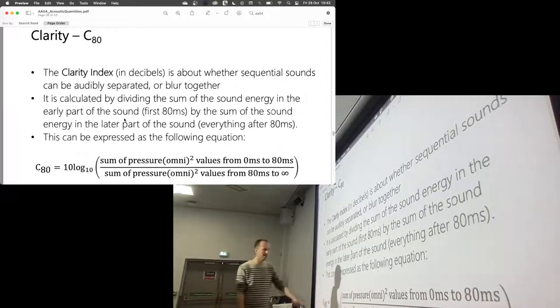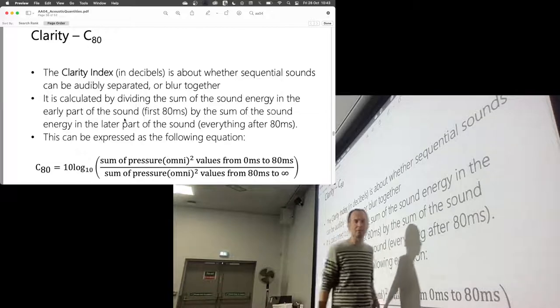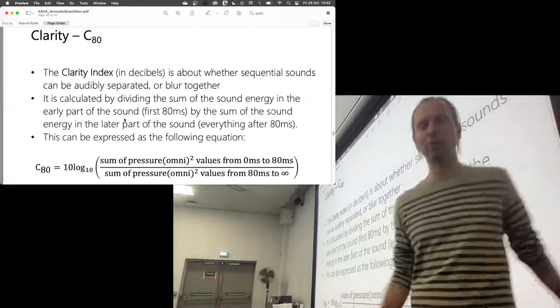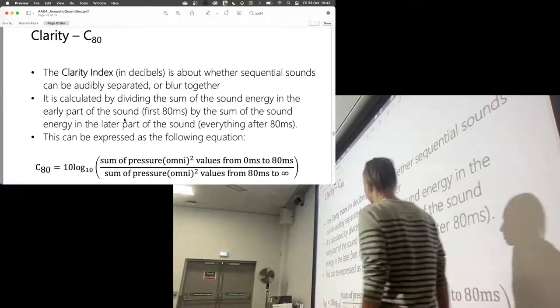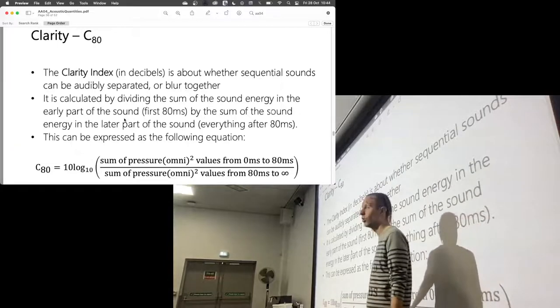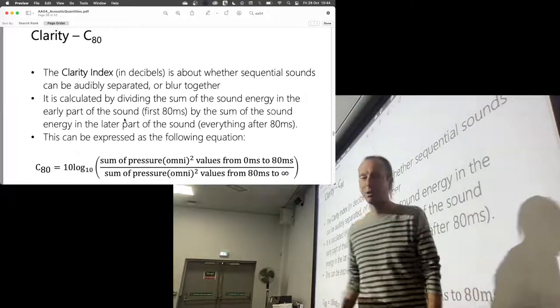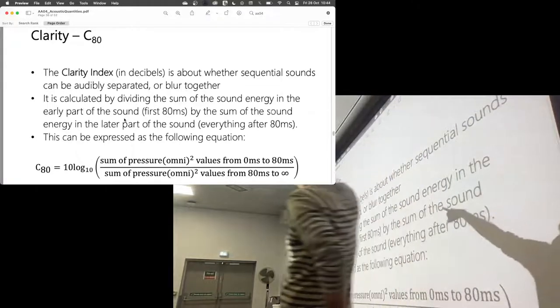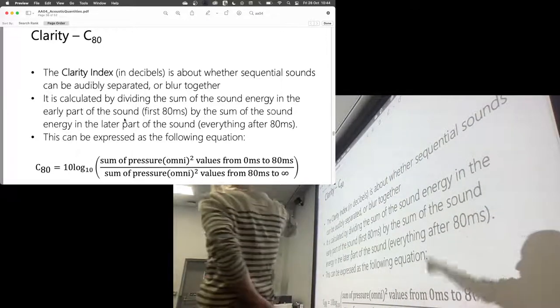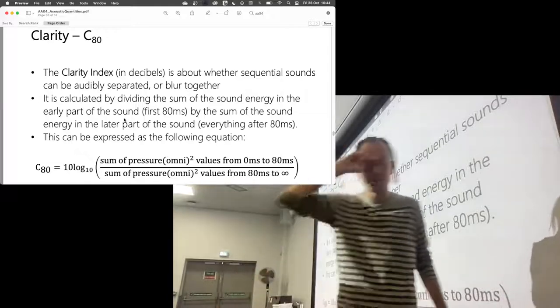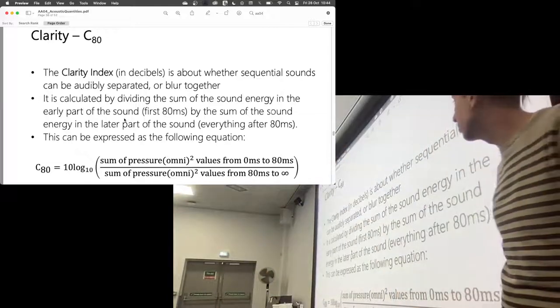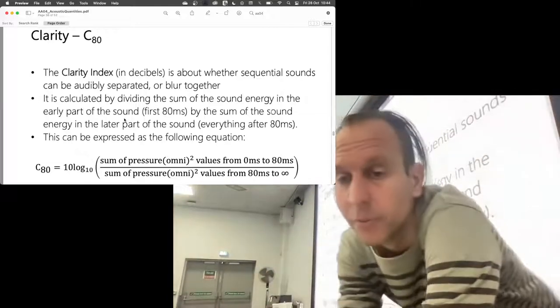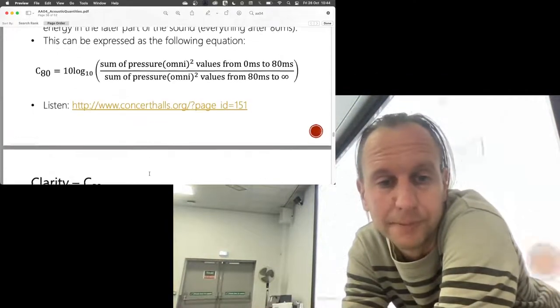And what you have here is an omnidirectional measurement. Okay, so there is no distinction in terms of the directivity of the reflections, which will come in later. Okay, so that's your clarity. Again, you see capital C is like our clarity. This is C80. So again, we have a situation when in the index we put a number that specifies something about what we're saying.